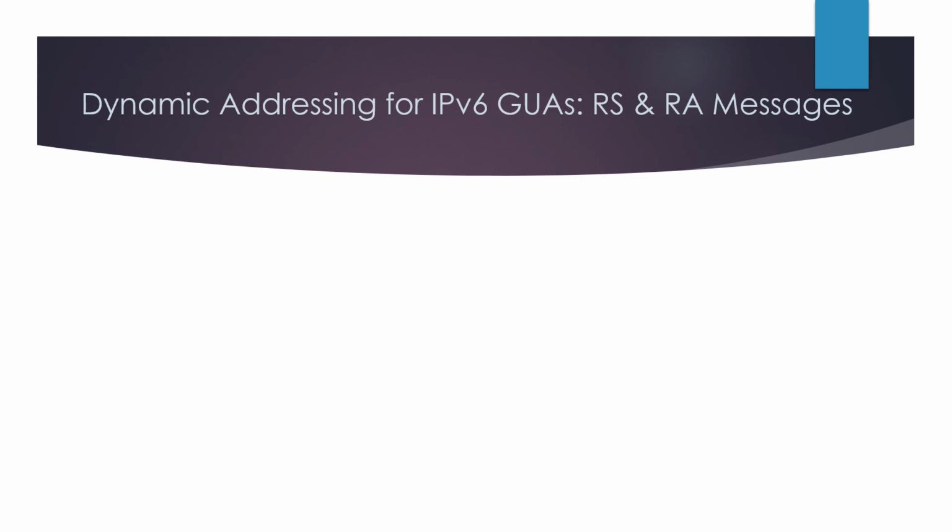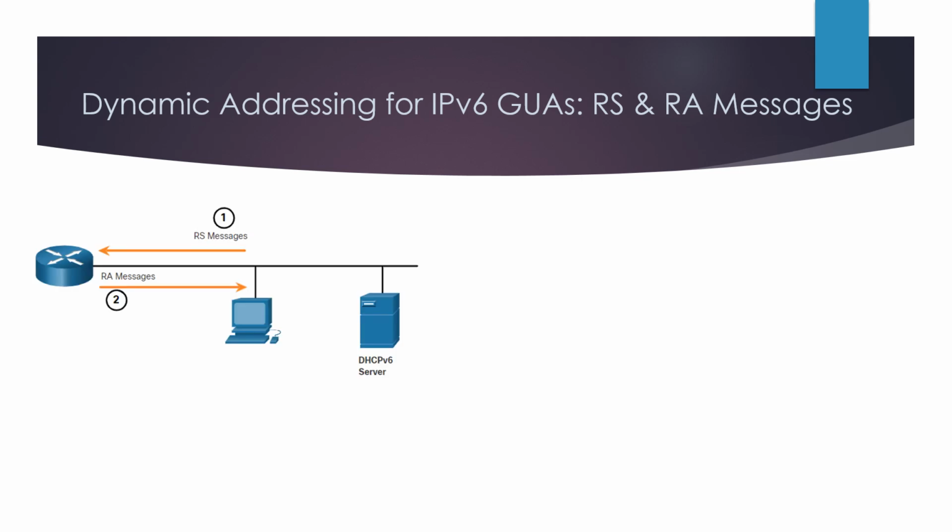And both these messages are shown here in this figure. The router solicitation messages are sent to all IPv6 routers by a host requesting addressing information, and the router advertisement messages are sent to all IPv6 nodes. And depending on the method, the router advertisement will include the network prefix, prefix length, and the default gateway information.